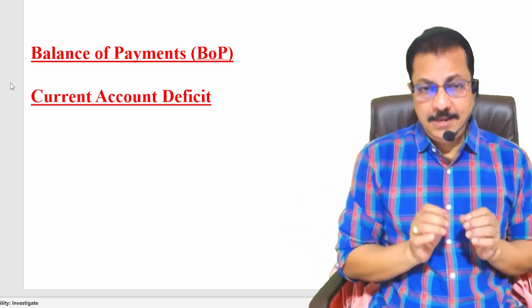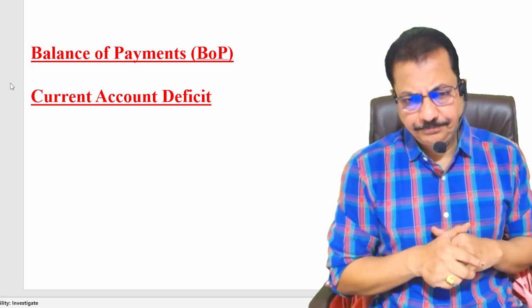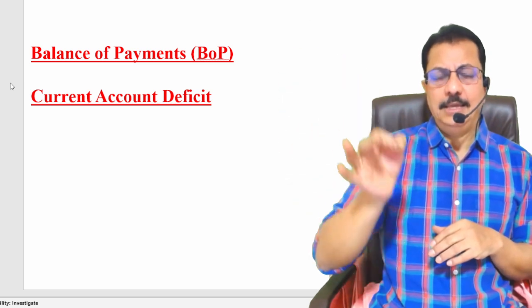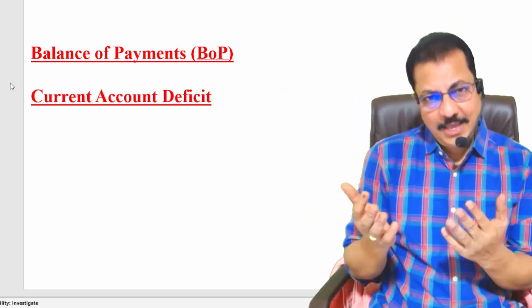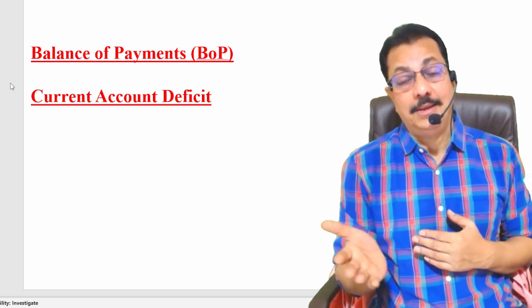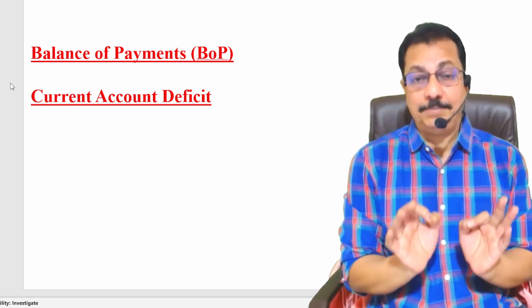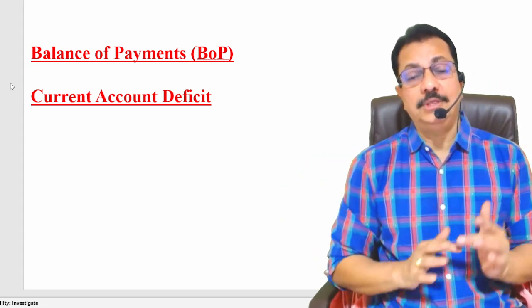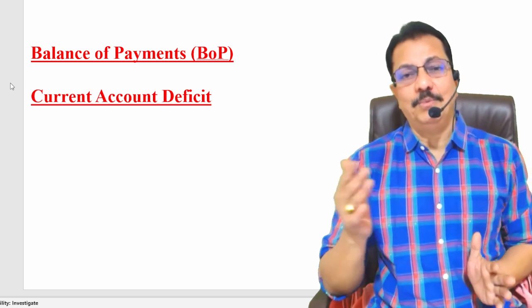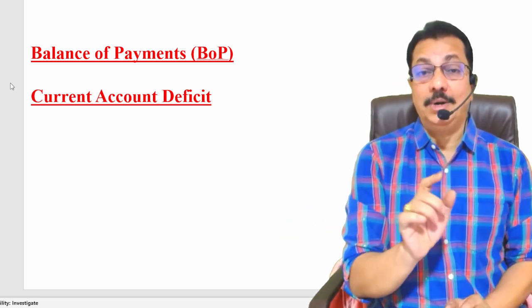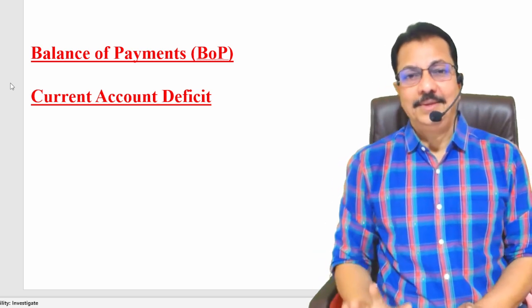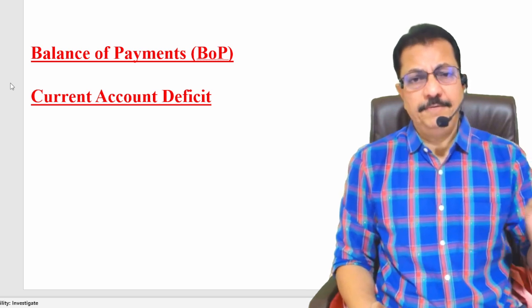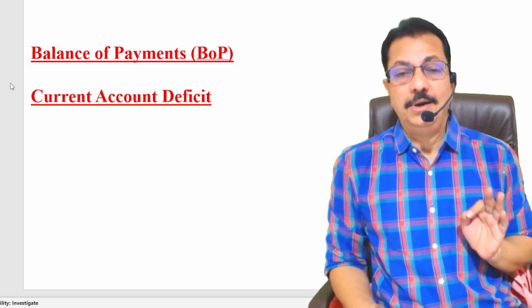Am I clear? So now we'll go a step further. For example, if our exports are more than the imports, then our earnings are more than expenditure, and it is called current account surplus. If it happens the other way around, our imports are more than the exports, then our payments are more than our earnings, and that is called current account deficit. Whether it is payment or earnings, it is reflected only in the current account.